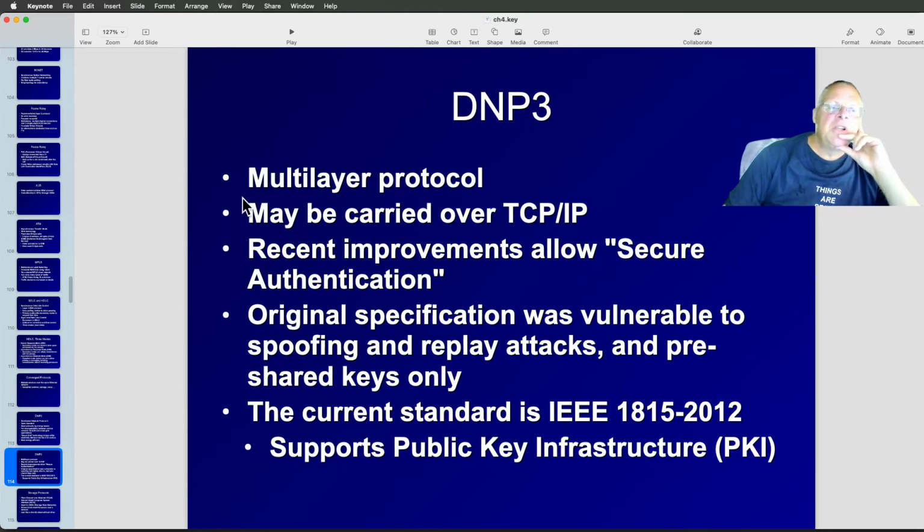So it's a multi-layered protocol, and it could be carried over TCP/IP, and it's got, as with most of these things, an old version that was vulnerable to simple attacks and a new version which is more secure.